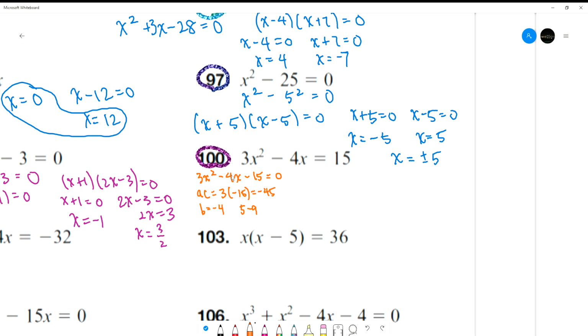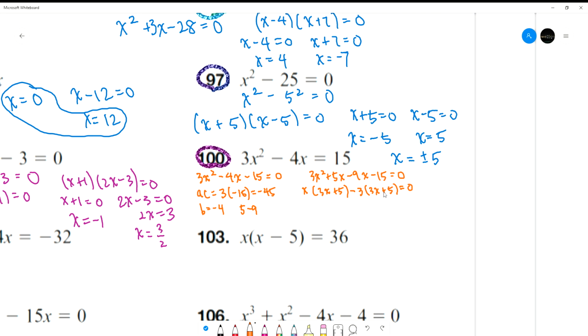So we can now replace the middle term with 5x minus 9x. So we have 3x squared plus 5x minus 9x minus 15 is equal to 0. We begin to factor by grouping. First GCF is x. So we have 3x plus 5. The second group, the leading coefficient is again negative. Therefore, we need to factor out a negative GCF. And the GCF of 9 and 15 is 3. So we have 3x plus 5.